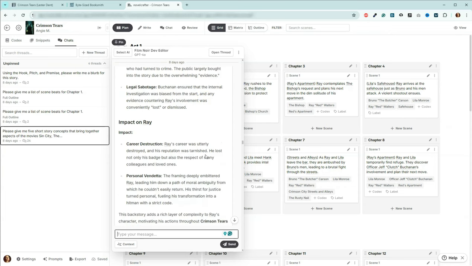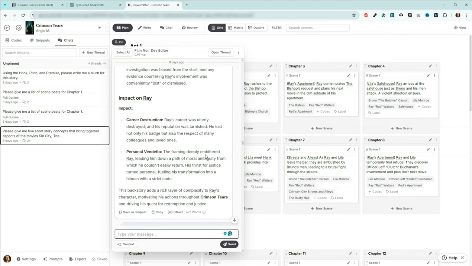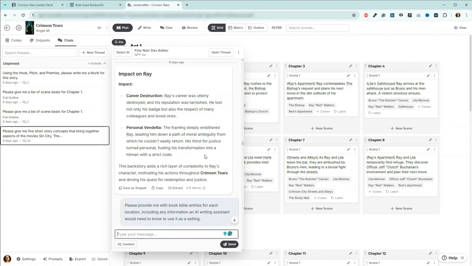And then it also talks about the impact it had on Ray, Red, same guy. It destroyed his career, and it really made him super bitter. So he now has this thirst for justice, and it's turned him into a hitman, but he's a hitman with a heart. Wow, I feel like Hallmark right there. So that was just a little bit of a sidebar.